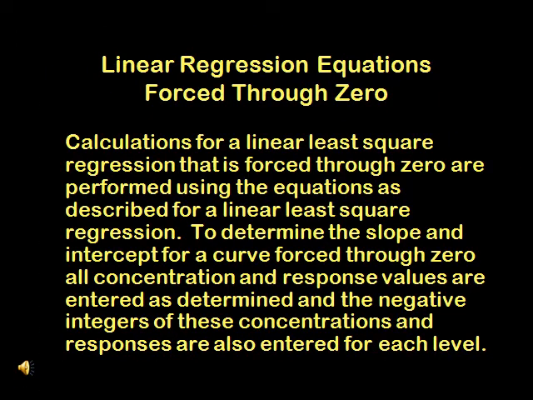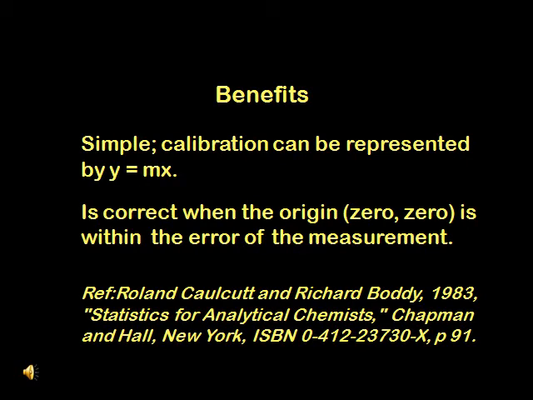For linear regression through zero, the calculations are performed as illustrated in the least squares regression presentation. To determine the slope and intercept, all the concentration and responses, which are either positive, negative, or zero numbers, are entered for each level. Benefits. 1. Simple. Calibration can be represented by y equals mx because the curve intercepts the y-axis at 0. 2. This model works when the origin 0, 0 is within the error of the measurement.